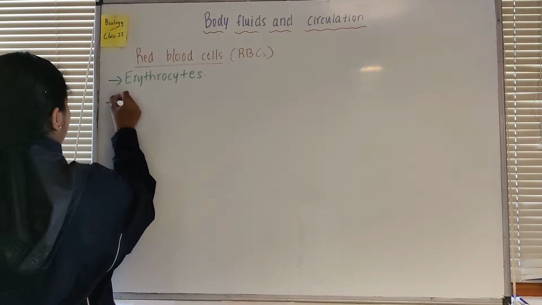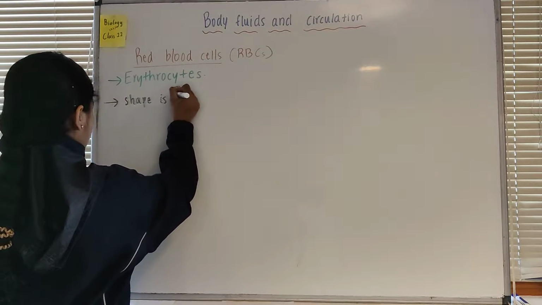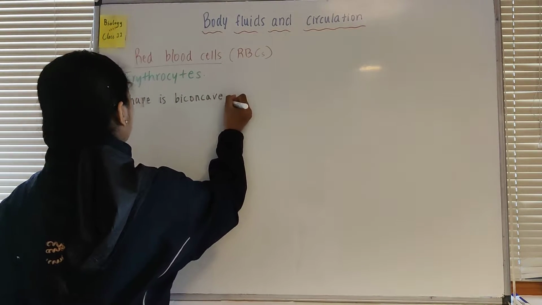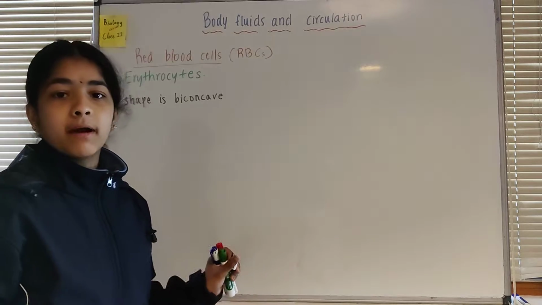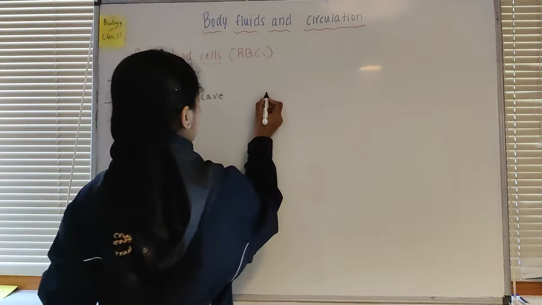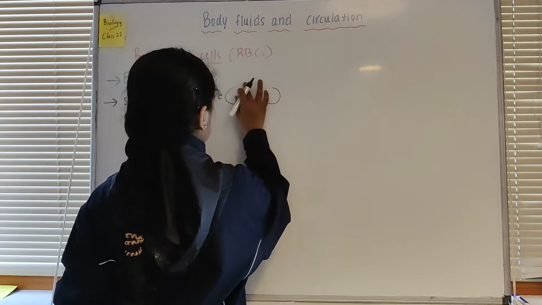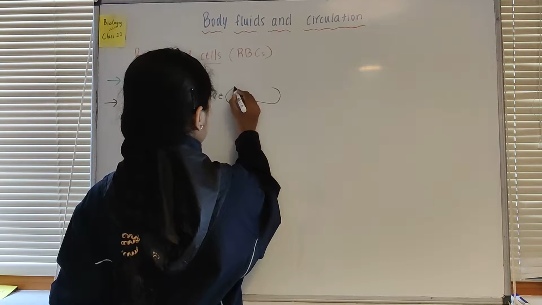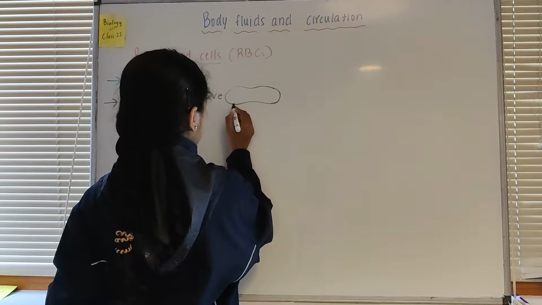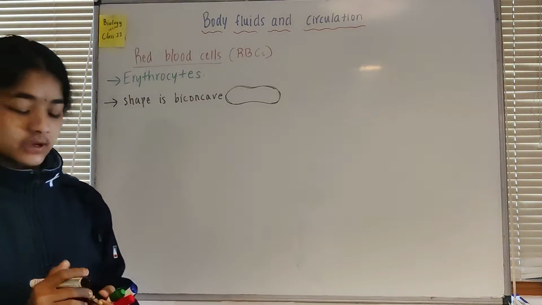The shape of red blood cells is biconcave. So the shape is biconcave. Now biconcave means this shape. So there is a depression in the middle, like this. This is what we term as biconcave shape.